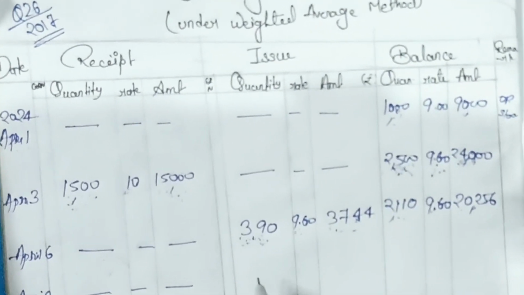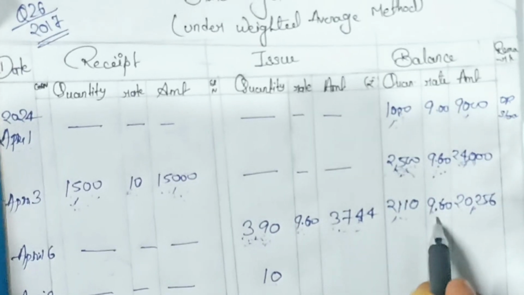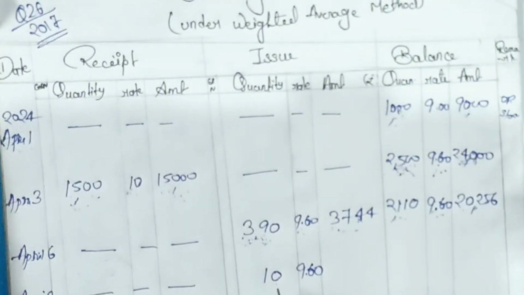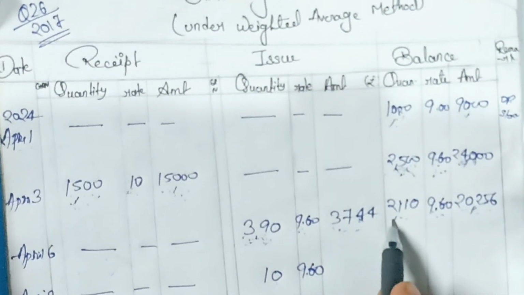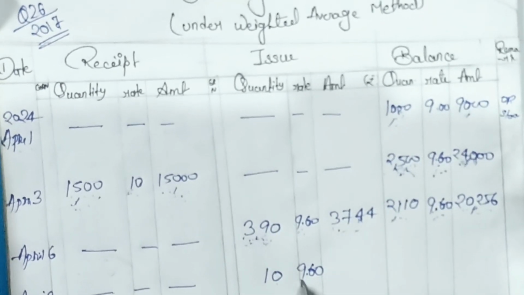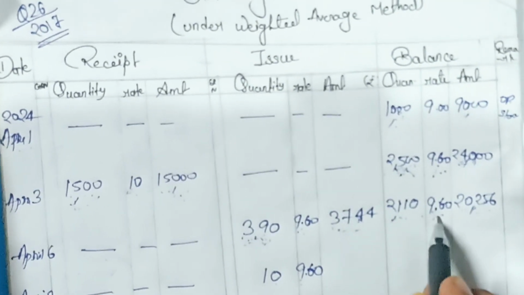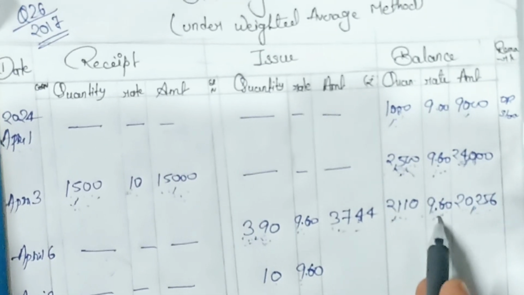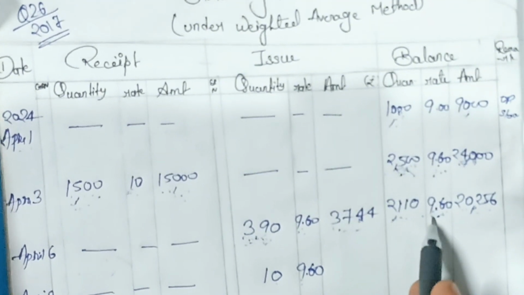So here is shortage. How much shortage? 10 units. Just 10 units. So we have to add 10 units. Rate will be same, that is 9 rupees 60 paisa. This is called weighted average rate. How to get weighted average rate? By dividing the amount by the quantity. We have to get the weighted average rate, and that weighted average rate will be utilized as the rate of issue. Am I right? Yes. There is no confusion at all, I think.